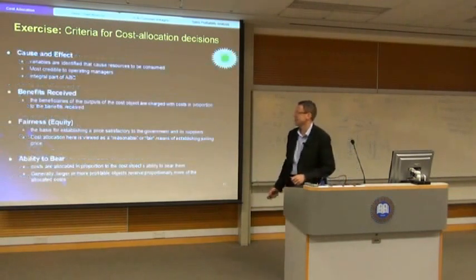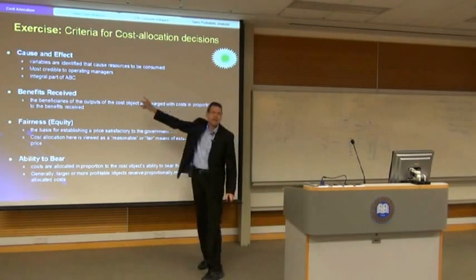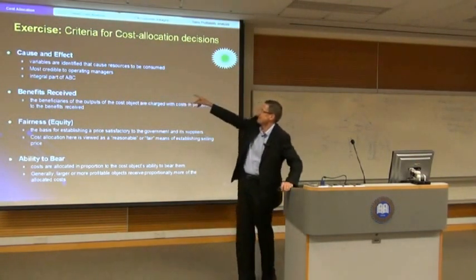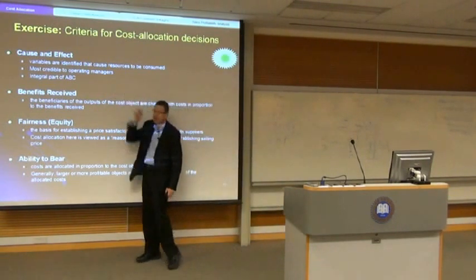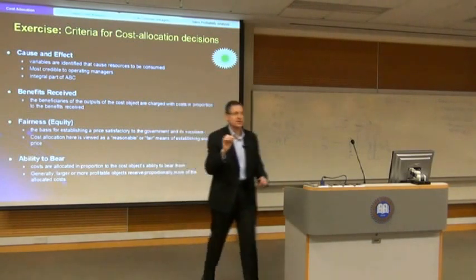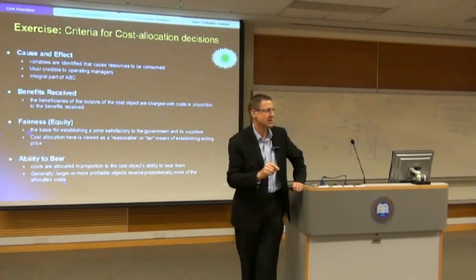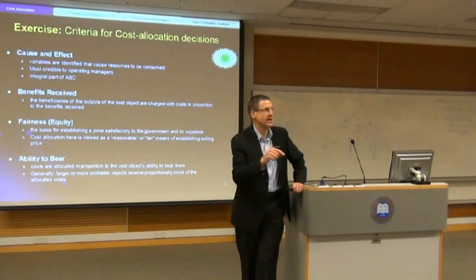Okay, let me put you out of your misery. We have cause and effect. Examples of cause and effect: variables are identified that cause resources to be consumed. Most credible to operating managers. What do we mean by that? Operating managers, in other words, managers who are in charge of operations. So setups cause setup time to occur. More setups cause slowdown in production, disruptions in production.